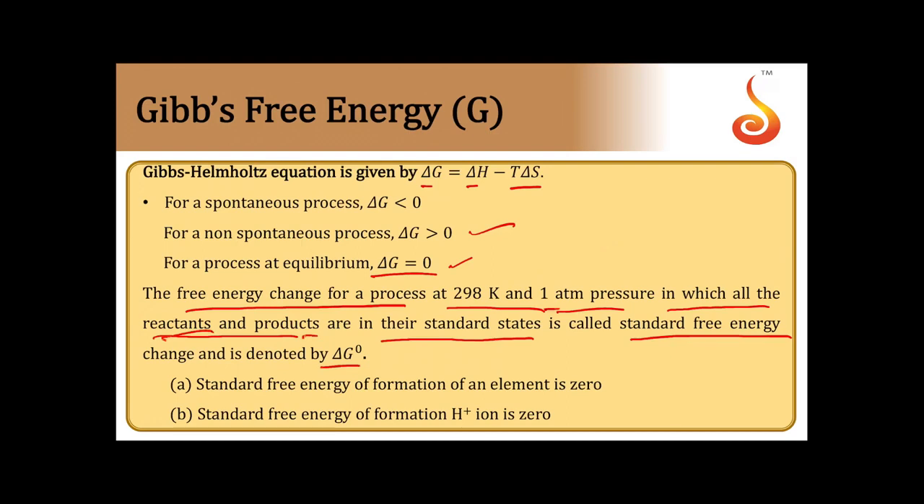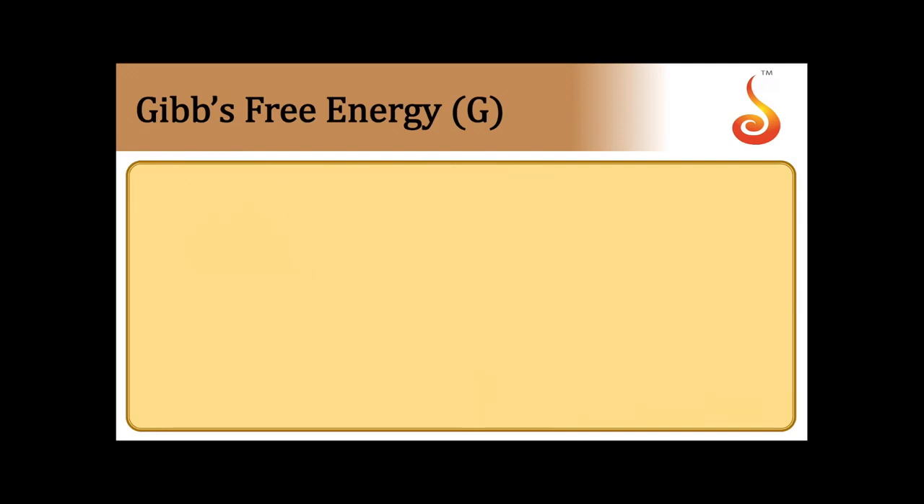The standard free energy of formation of elements is 0. The standard free energy of formation of H plus is also 0. So delta G naught of, say, H3O plus hydronium ion formation is equal to 0.